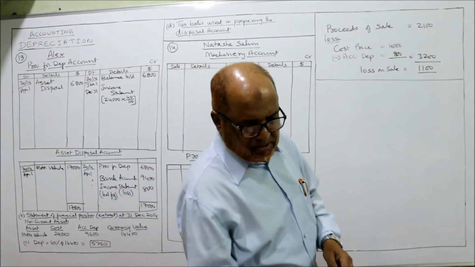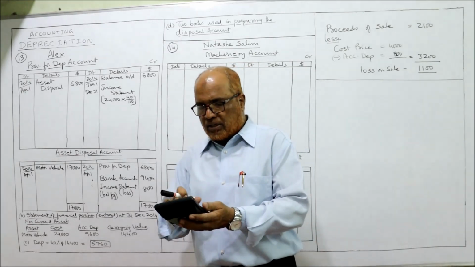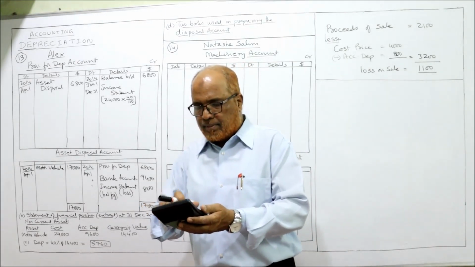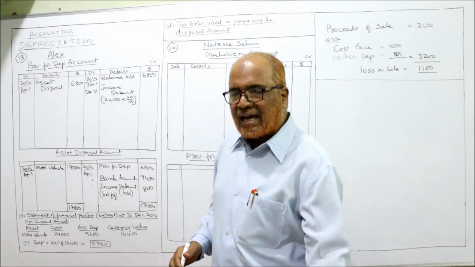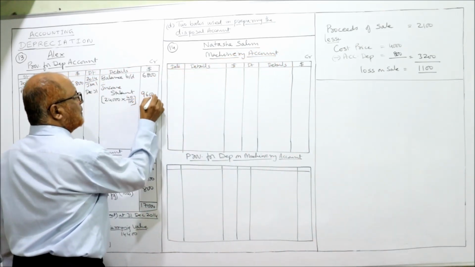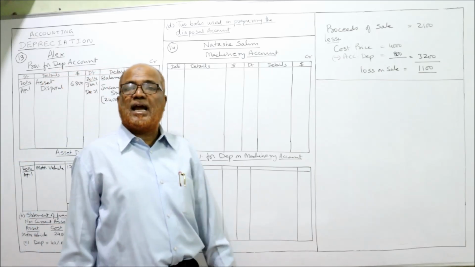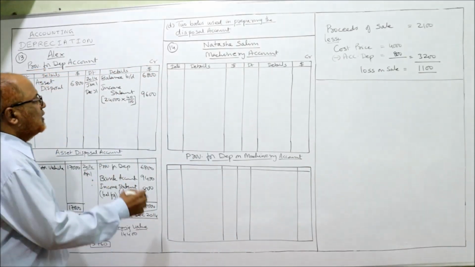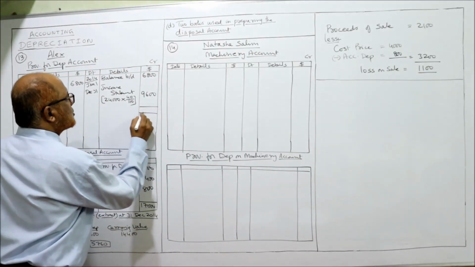24,000 into 40%. So here 24,000 into 40 divided by 100. So it comes to 9,600. So 9,600 is the depreciation for the second motor vehicle. So here 9,600. That's all.